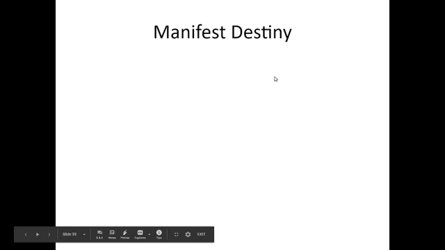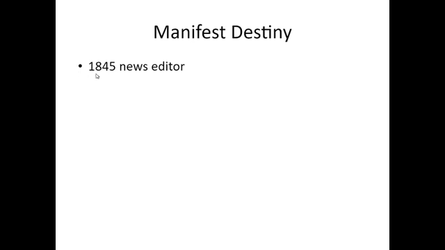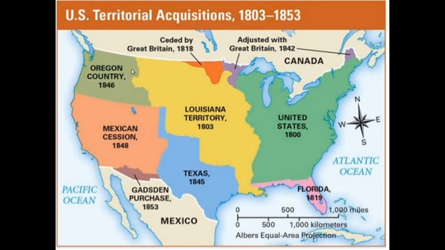Now, what this does is it changes the idea of the United States. And we get this new concept that we call manifest destiny that we first see in 1845 in a newspaper written by a newspaper editor. And basically it has to do with this. We're getting all this new land. 1846, 1848, right? 1846 Oregon Country, 1848 Mexican Cession.